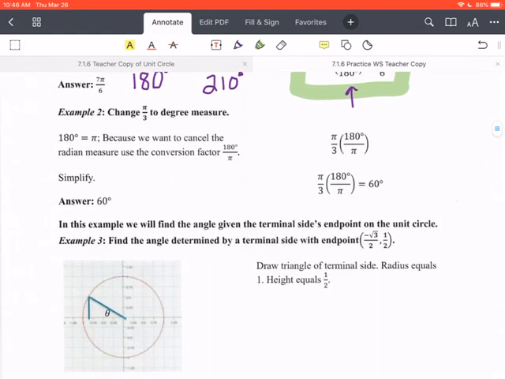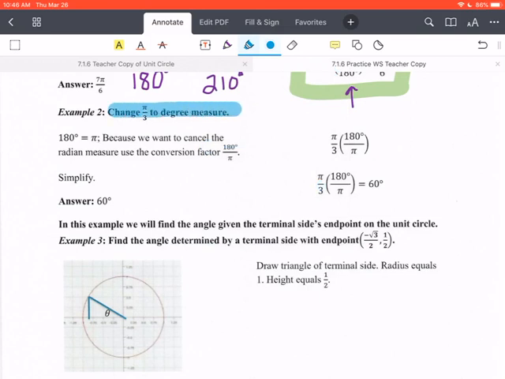Now, what happens when you're changing radians to degrees? We're doing the reverse by taking 3 pi and converting it to degrees. Well, this is the conversion factor for degrees. How do you remember it? If you're given radians originally, then that measure is on the bottom. If you're given degrees originally, then the 180 is on the bottom.